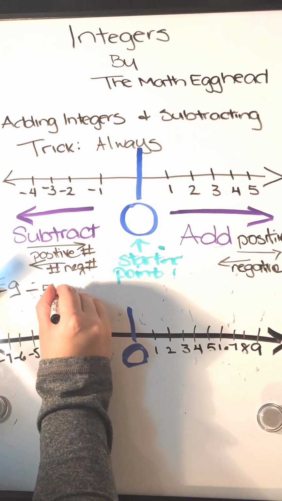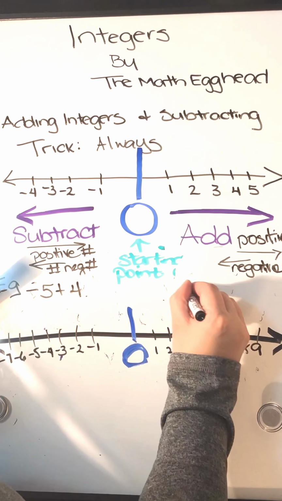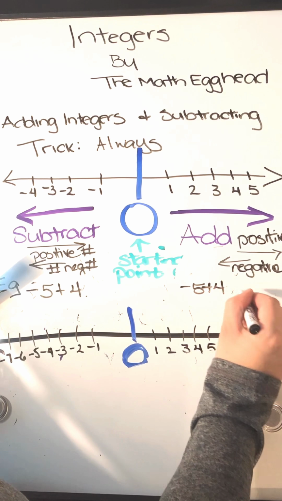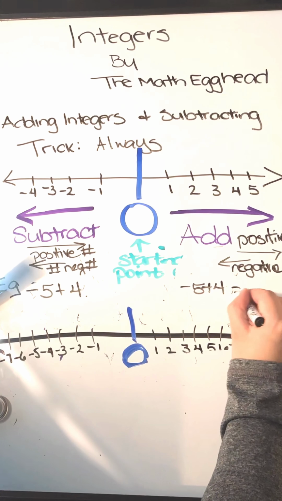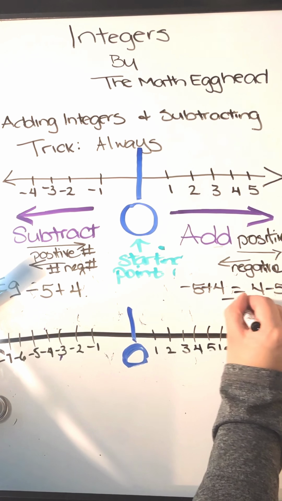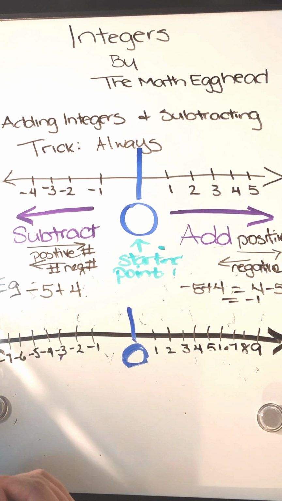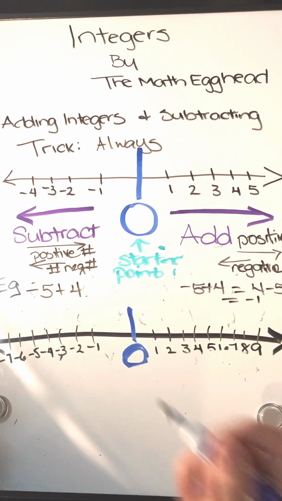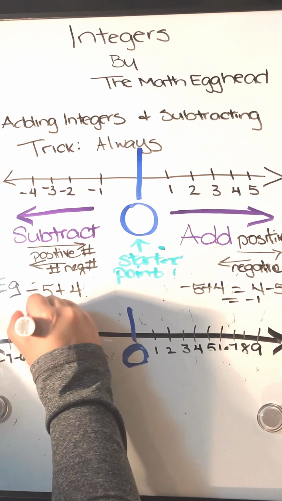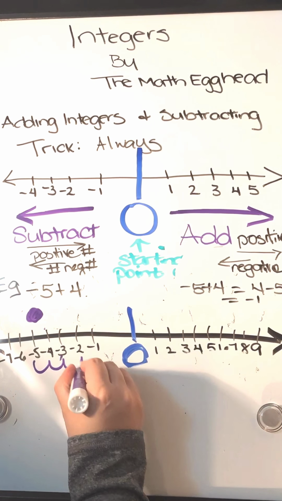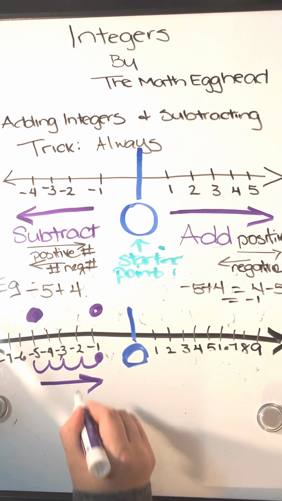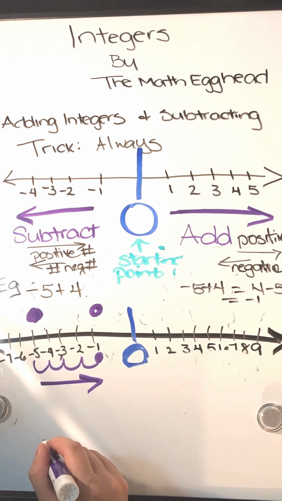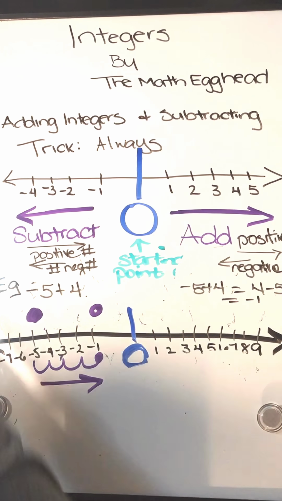So let's try negative 5 plus 4. Well, we know that negative 5 plus 4 is the same thing as 4 minus 5, which is negative 1. But let me show you on the number line what it looks like. Negative 5, we're adding a positive number, so we know we're going to the right. So it's 1, 2, 3, 4, and we're ending up at negative 1. Let me erase this and get rid of all this gunk.